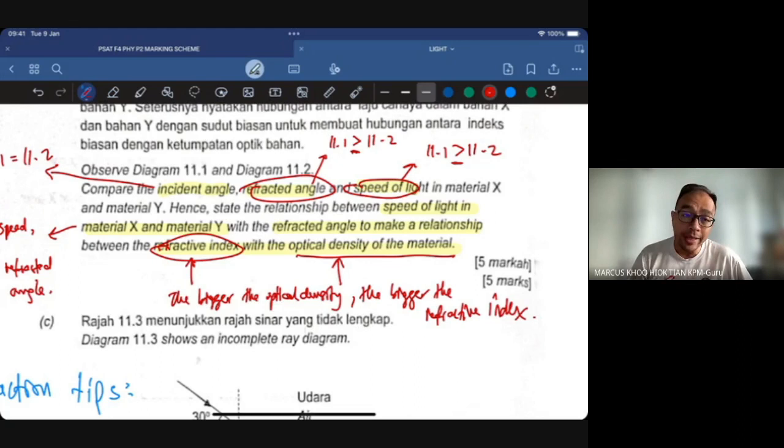The refractive index is the ability to bend the light. Optical density is already there, so optical density should come first, and then refractive index at the back. The bigger your optical density, not density, the bigger the refractive index. It has more ability to bend the light, nearer to the normal.